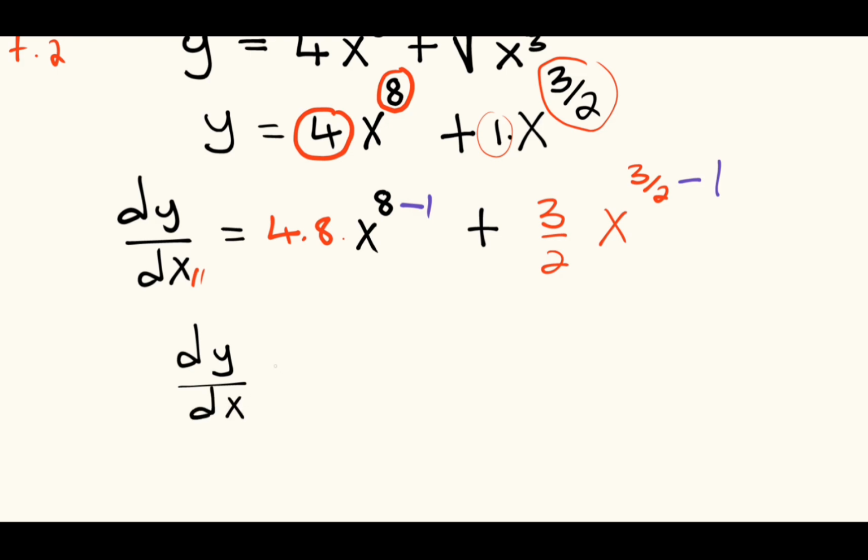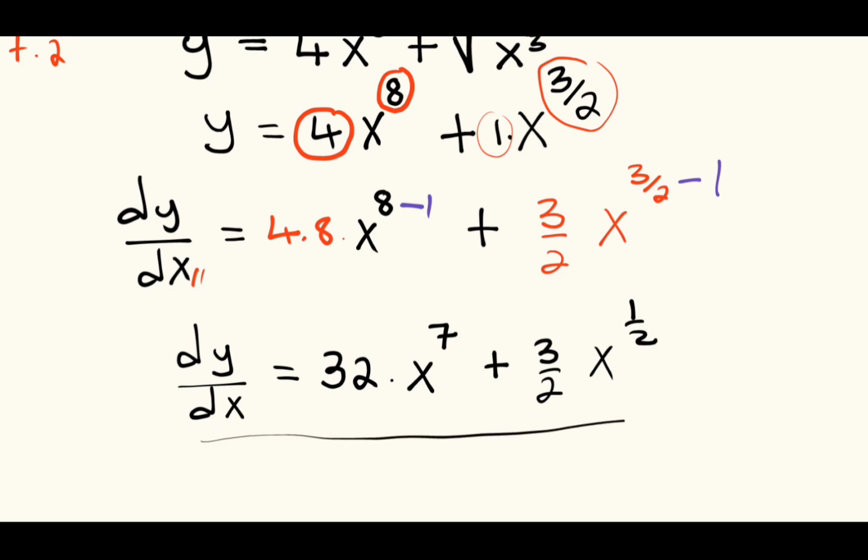will be equal to 4 multiplied by 8, which is equal to 32, multiplied by x to the power 8 minus 1. 8 minus 1 is equal to 7, plus 3 over 2 multiplied by x to the power 3 over 2 minus 1. 3 over 2 minus 1 is equal to 1 over 2. So our dy over dx will be equal to 32 multiplied by x raised to the power 7 plus 3 over 2 multiplied by x raised to the power 1 over 2.